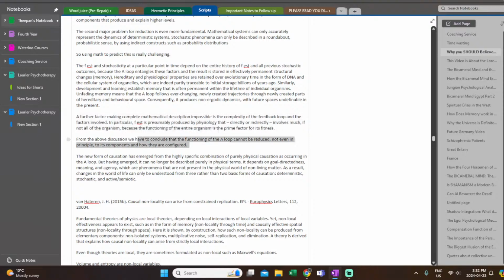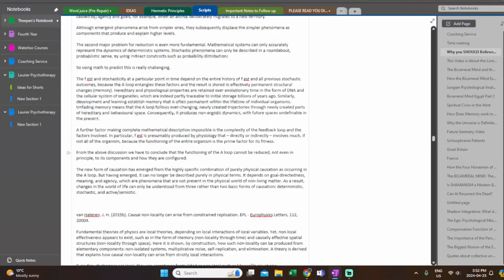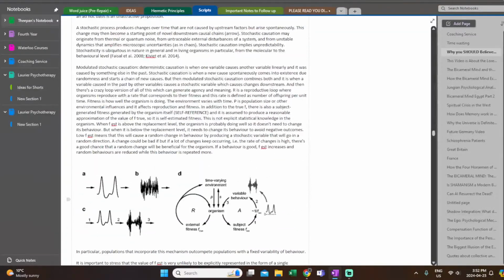From the above discussion, we have to conclude that the functioning of the A loop cannot be reduced, not even in principle, to its components and how they are configured. Very cool conclusion to reach, and very much shows that strong emergence is a thing, both theoretically and practically. Practically because it pretty much describes evolution as it happens, or the evolution of behavior. And it's a very simple system for getting emergent behavior. It models evolution, and it models animal behavioral complexity from a very simple system. And the simple system is shown to be strongly emergent.